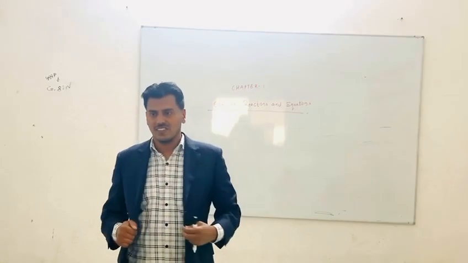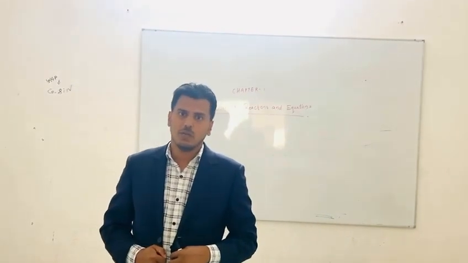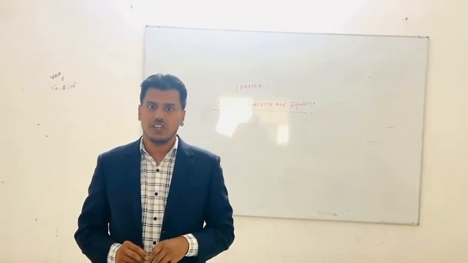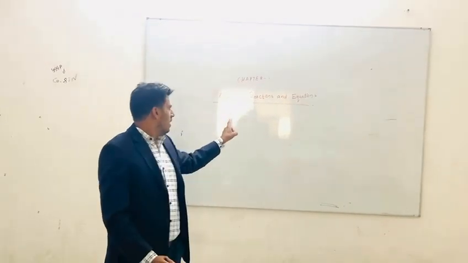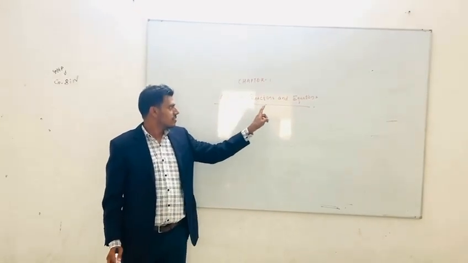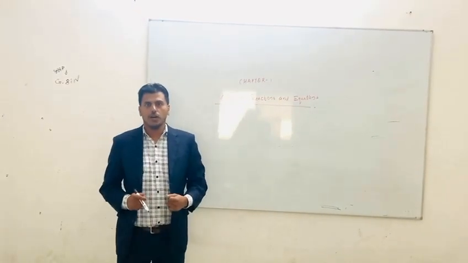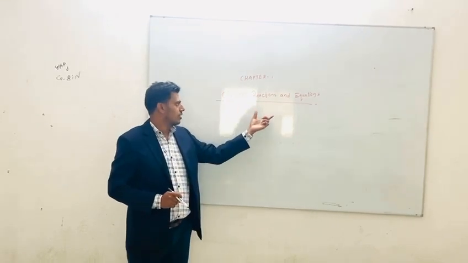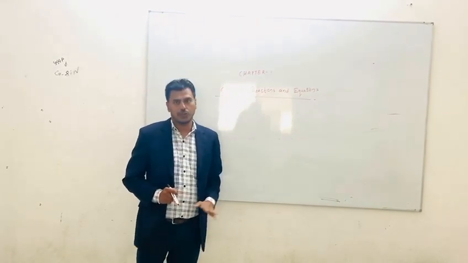Good morning students. Today we are going to discuss chapter 1 of class 10 chemistry, chemical reactions and equations. The chapter name is chemical reactions and equations. First of all, we have to define what is a chemical reaction. Then we will go to chemical equations.